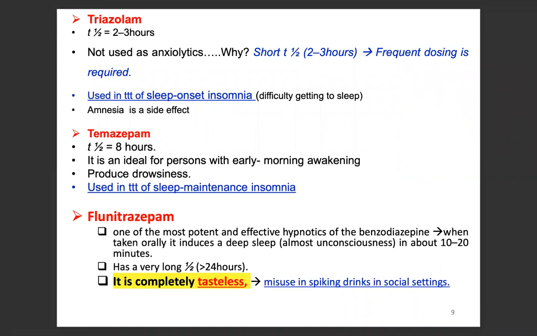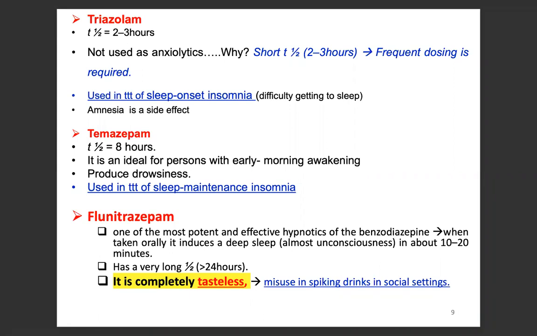Triazolam is also used in the treatment of sleep onset insomnia. Sleep onset insomnia means difficulty getting to sleep. It is a startup medication for sleep, for a person who is not able to start sleeping. Because the duration of action is only 2 to 3 hours, it has a short half life. So it will produce the sleep, and once the sleep has started, no problem, it will continue.